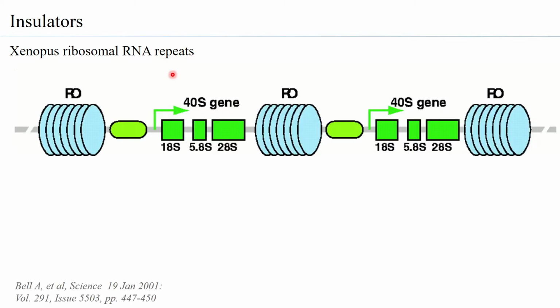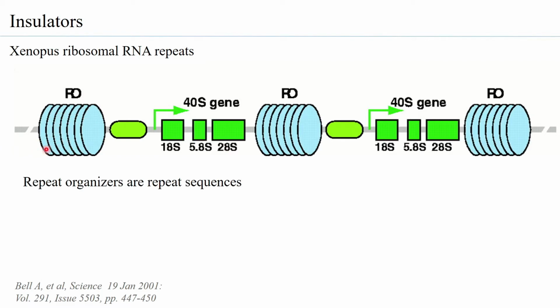So in this locus, what has been found is that there are the 40S genes, and we know that 40S is synthesized as one transcript, but then it is eventually processed into 18S, 5.8S, and 28S. And you have several clusters of this that are present, separated by regions which are called repeat organizers.